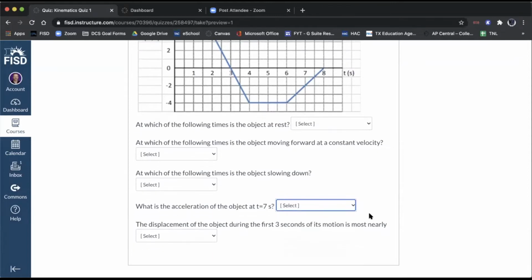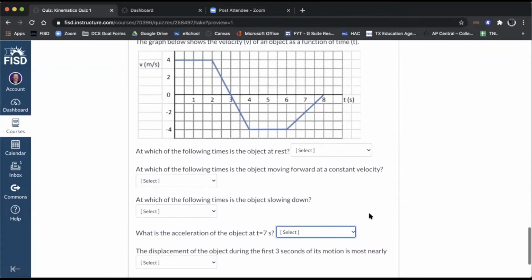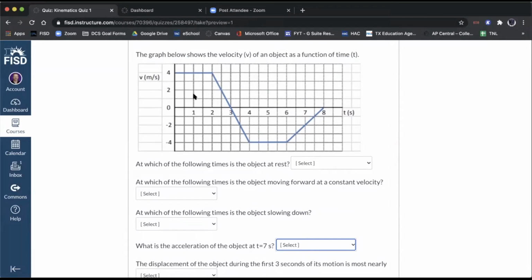The very last one, the displacement of the object. How do we find displacement? Tell me one more time. On the area under the graph. Absolutely, the area under the curve or area under the graph, either one. The displacement of the object during the first 3 seconds of its motion. Okay, well, it wants to know the area under the graph for this entire area up here.